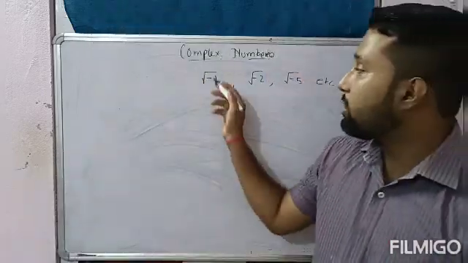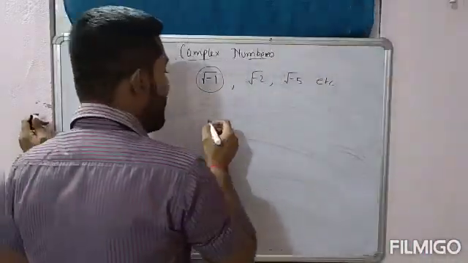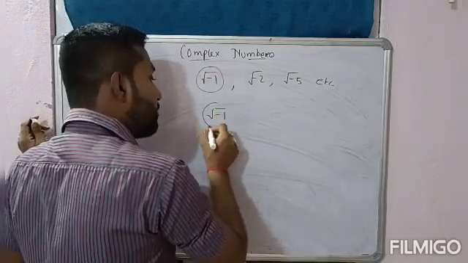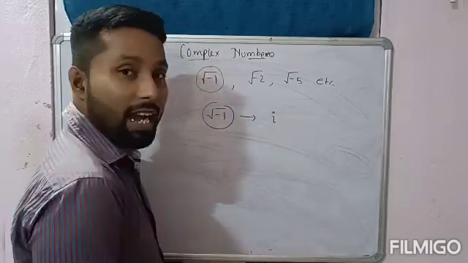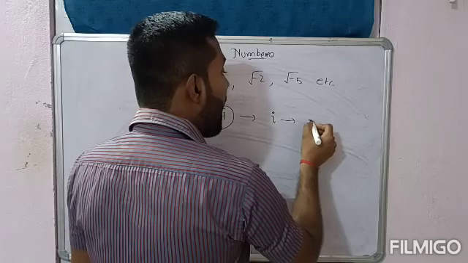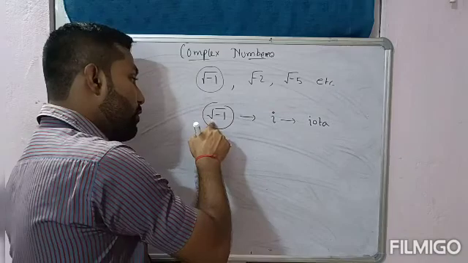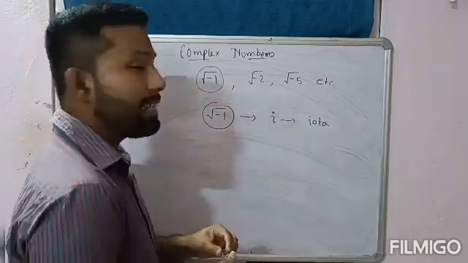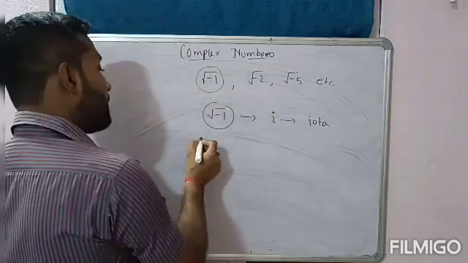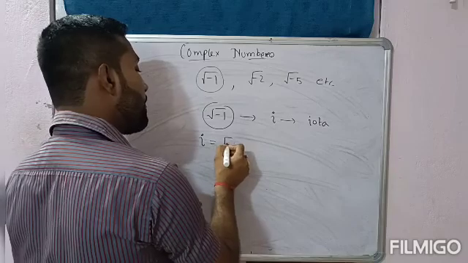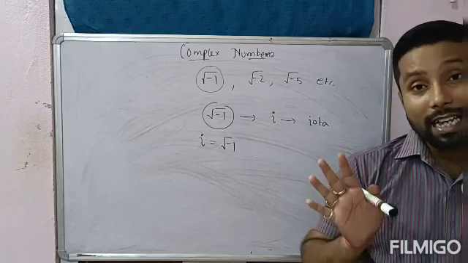Here we denote this under root minus 1 by a Greek letter, small letter i. This i is called iota. The full form of i is iota. This root over minus 1 is generally denoted by the Greek letter i, which is called iota. So therefore we can say that i is equal to root over minus 1. The value of i is root over minus 1. Okay, i for imaginary number.